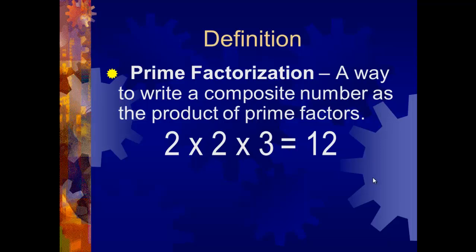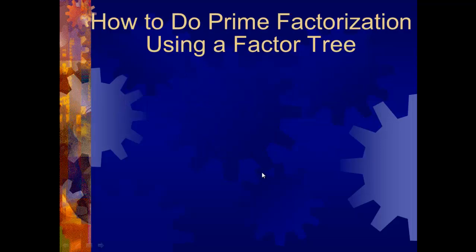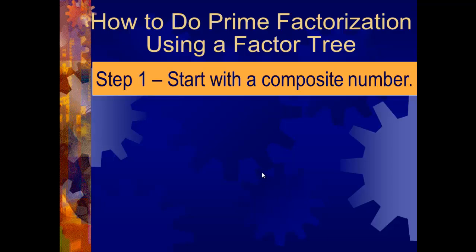Okay? Prime factors here is 2 multiplied by 2 multiplied by 3 to get 12. How to do prime factorization? We used factor 3, like this. Now we have a composite number, 48.